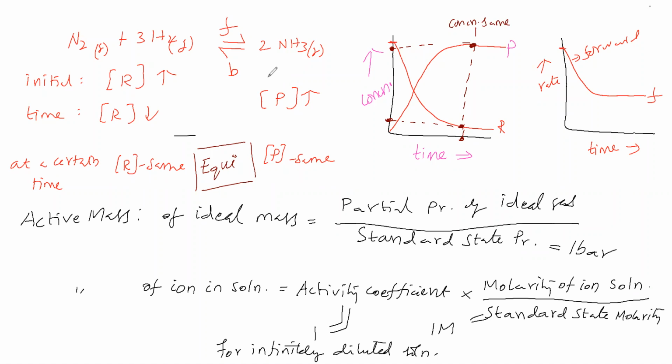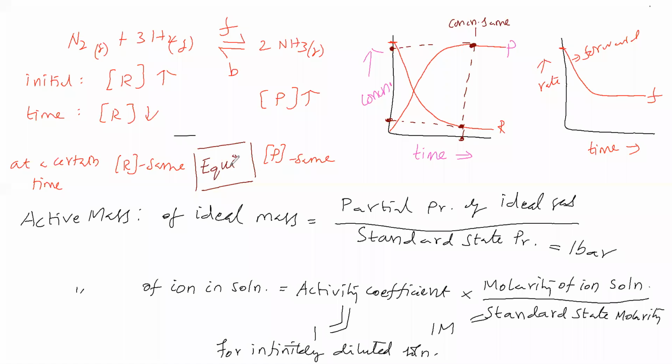As time passes, what happens to the concentration of product? It increases, rising. Therefore, the rate of backward reaction also increases, rising, till equilibrium is attained. Once equilibrium is attained, the concentration of product remains constant, and therefore the rate of backward reaction remains the same. Then equilibrium means what is the condition? Rate of forward reaction is equal to rate of backward reaction. That is the condition.